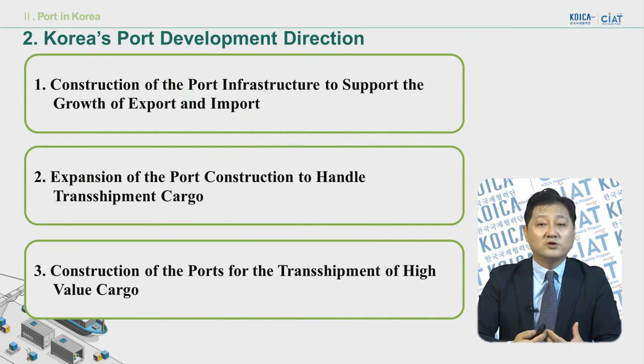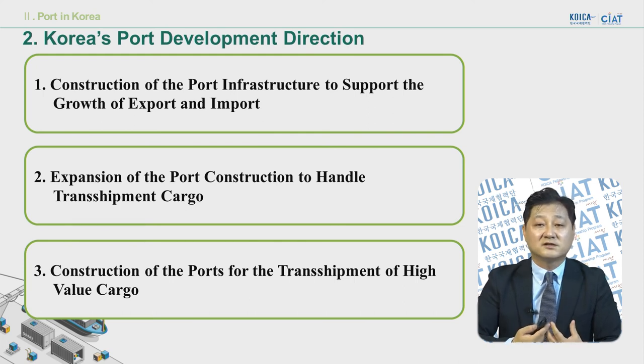There have been three main goals of Korean port development. The first goal was to enable smooth transportation of exports and imports. The biggest goal for Korea after liberation in 1945 was to secure itself a supporting economy and to overcome resource shortages by securing its ports. During the industrialized period in the 1970s and 80s, ports were able to secure facilities to support the exporting and importing of cargo for Korea's economic development.